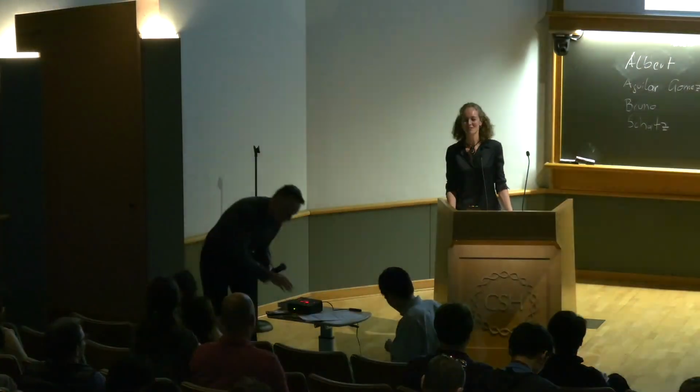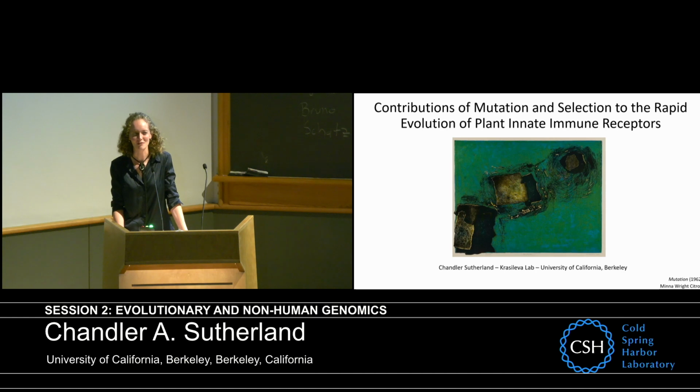Yes, thank you to the organizers for giving me the opportunity to represent Kingdom Planta here in our non-human genomics session. I'm looking forward to telling you about recent work from myself in the Cross-Oleva lab at UC Berkeley, studying how these really rapidly evolving immune receptors in plants generate really rapid genetic diversity, specifically the contributions of mutation and selection to this process. And I hope to convince you by the end of the talk that innate immune systems are a really fascinating case in which to study the evolution of mutation and mutation rate.